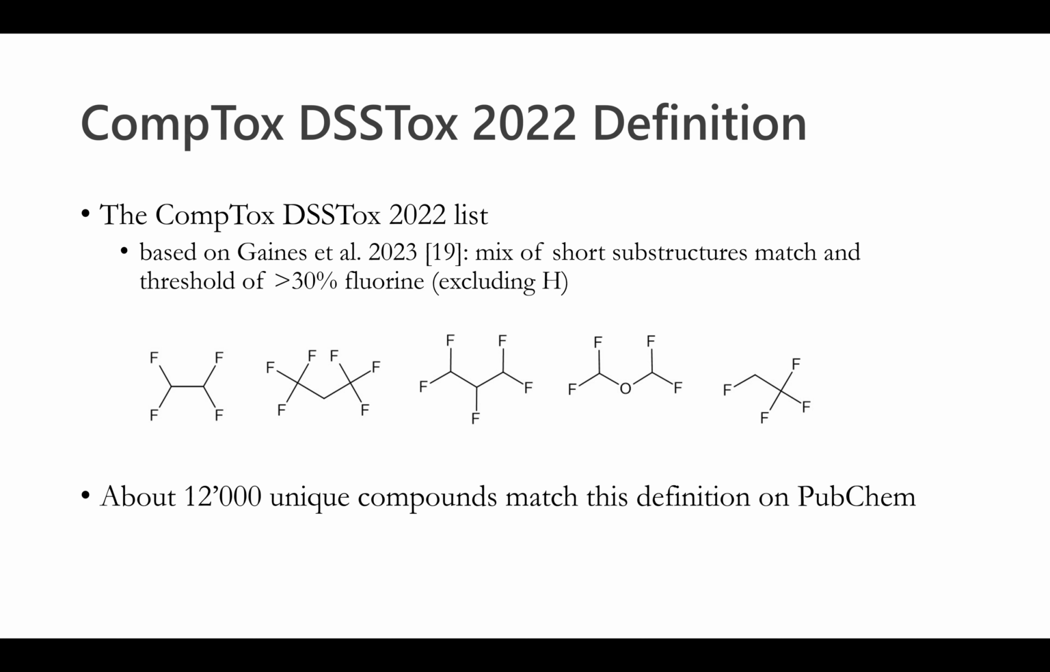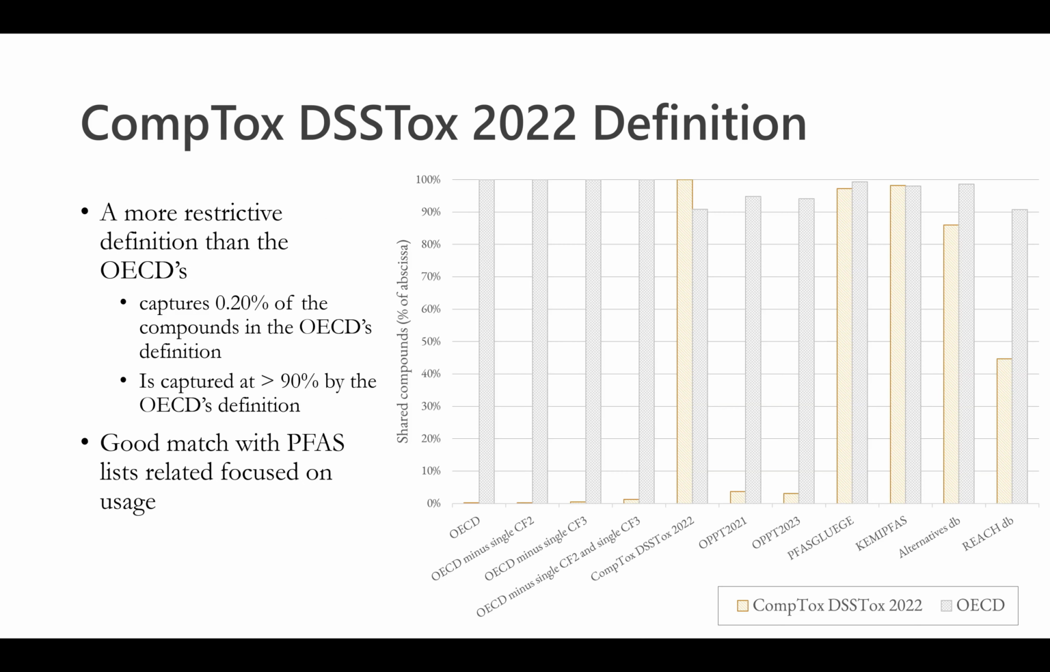Now the third and less substructure-based definition I will talk about is the CompTox DSSTox definition. It is based on a paper by Gaines et al. and is a mixture of short substructure match and a threshold of fluorine ratio. The substructures are shown here on the slide. The ratio of over 30% fluorine also restricts the number of compounds matched by the definition. About 12,000 unique compounds match this definition. The list is again 1 order of magnitude smaller than the OPPT list.